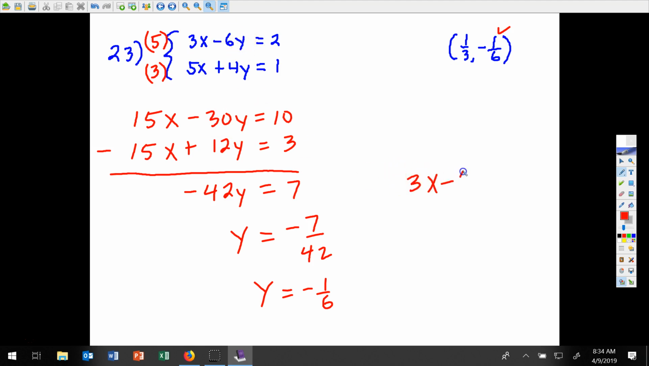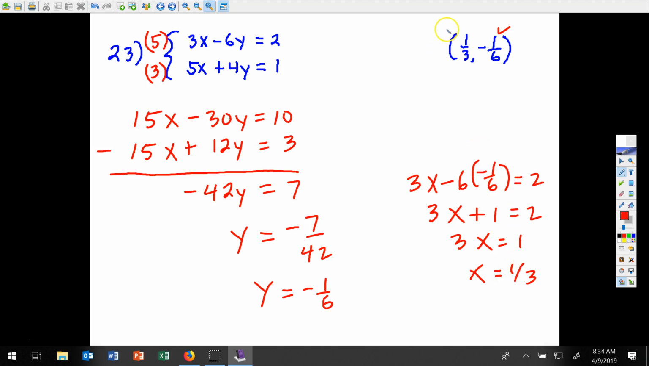So 3x minus 6 times -1/6 equals 2. 3x, and this becomes +1 plus 1. 3x equals 1, x equals 1/3, which checks out. Okay, do you have any questions so far?